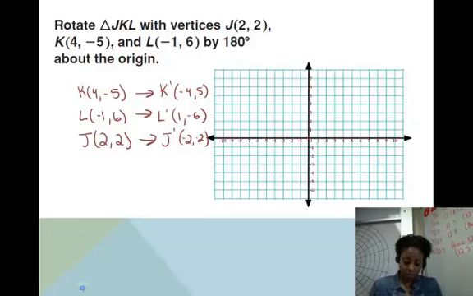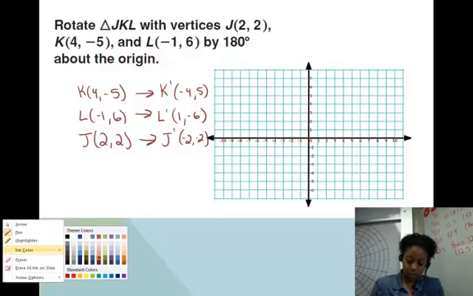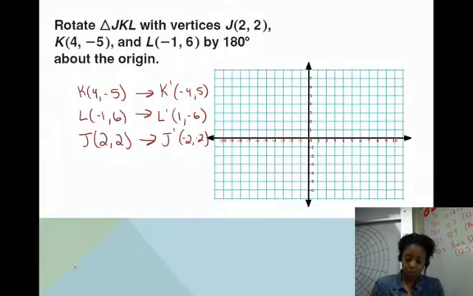So I'm going to plot both of them, the original, the pre-image, and the image. I'm going to plot the original one in red. So it would be (2, 2). That's J. (4, negative 5). That is K. And (negative 1, 6). And that is L. Oh gosh, why did I plot (2, 0) instead of (2, 2)? That would be J. So we get this really skinny little triangle here.